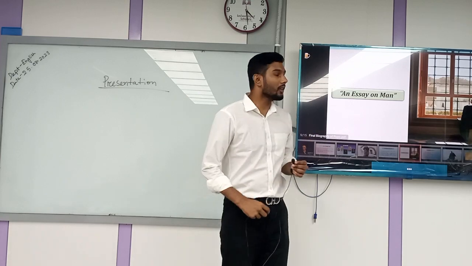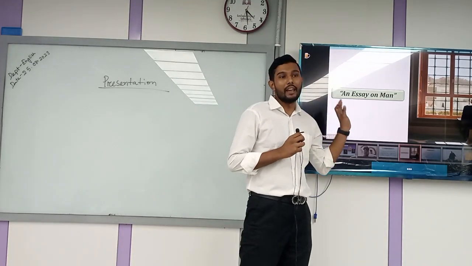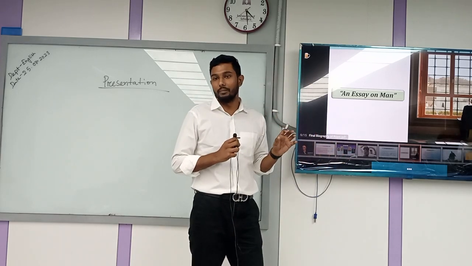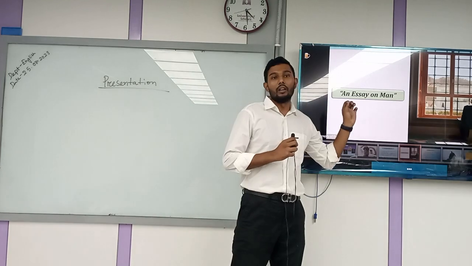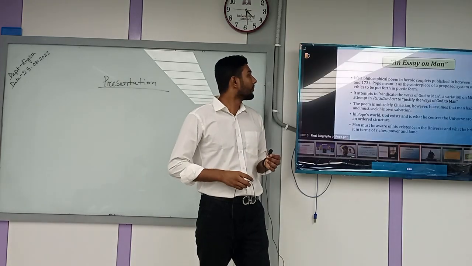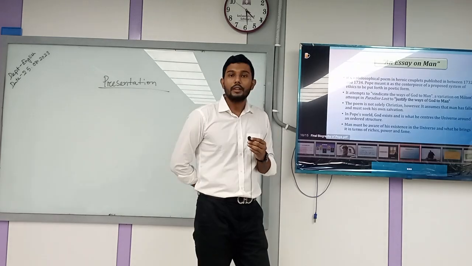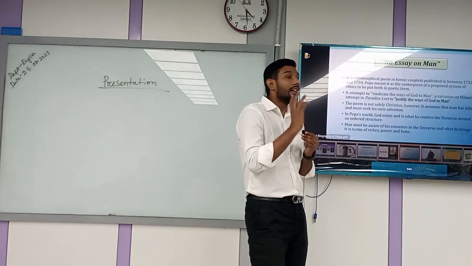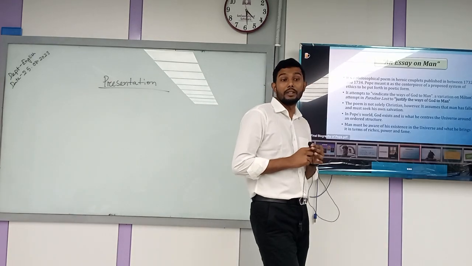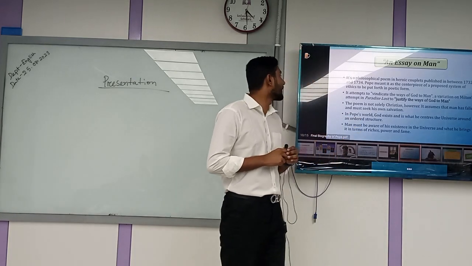So here is the picture. What are you seeing? This is an essay written by Alexander Pope. Actually, it's not an essay, it's a poem, and the name is An Essay on Man. The poem is actually a psychological poem. This is written by Alexander Pope, published between 1732 and 1734.